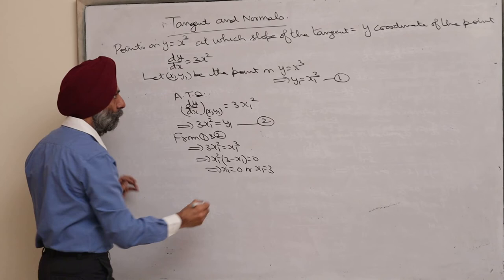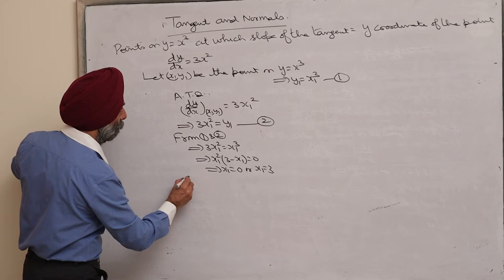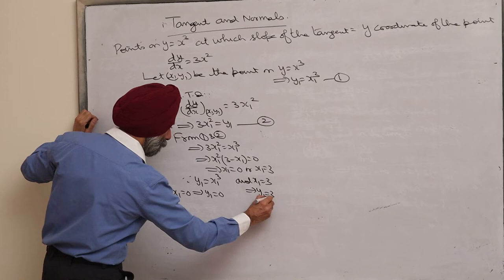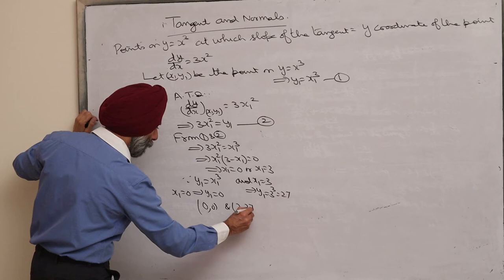Since we have to find the point on the curve, now because y1 is equal to x1 cube, so x1 is equal to 0 implies y1 equals to 0, and x1 is equal to 3 implies y1 is equal to 3 cube, which is your 27. So the points on the curve are, that is 0, 0 and 3 comma 27 here.